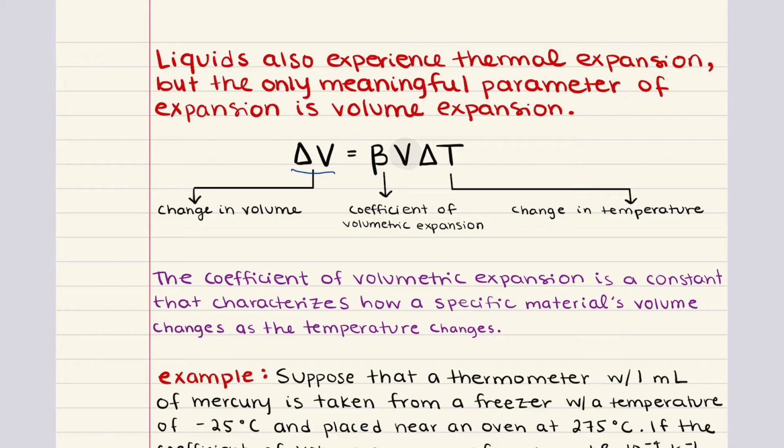Delta V is the change in volume, B is the coefficient of volumetric expansion, V is the original volume, and delta T here is the change in temperature. Now, the coefficient of volumetric expansion is a constant that characterizes how a specific material's volume changes as the temperature changes. Its value is equal to 3 times the coefficient of linear expansion for the same material.